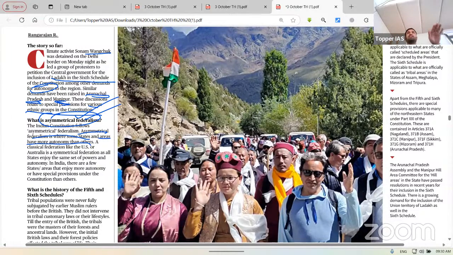Even though it is federal, where the powers are distributed between center and state, within the states also, not all states have equal autonomy. Some states have special provisions in India. There is some unequal distribution among states when it comes to autonomy, isn't it? See, federalism is all about how much the states are autonomous. How autonomous the states are. Some states are more autonomous than other states. That means our federalism is not symmetrical, it is asymmetrical.